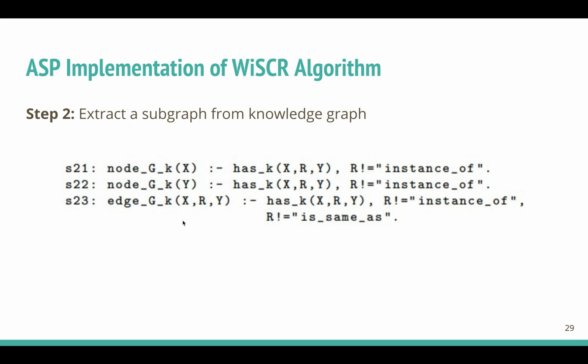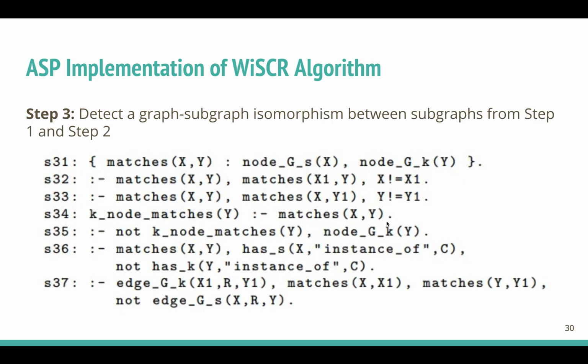Similarly, step 2 was implemented in answer set programming by using these three lines of code. The only difference between these three lines and the other three lines that we went through in the previous slide is that in this case we also do not consider the is same as edge. Now the third step is the most important step in this algorithm, which is to extract graph subgraph isomorphism between subgraphs from step 1 and step 2.